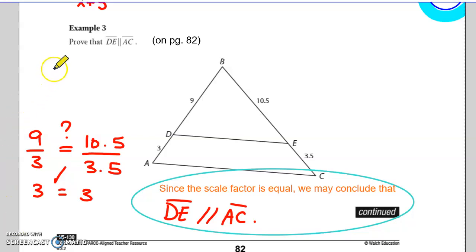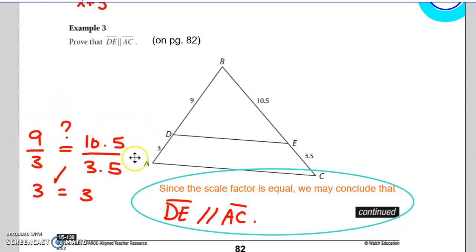Now what the workbook wants us to do is prove if the two sides are parallel. So according to the triangle proportionality theorem, if I can say that BD over DA equals BE over CE, if I can prove that and I do in fact get the same answer, I can conclude segment DE and AC are parallel to each other.